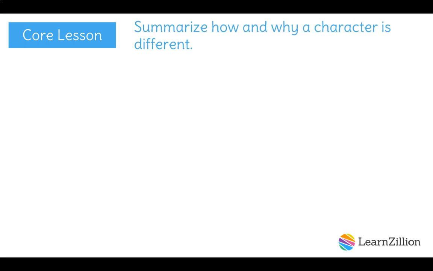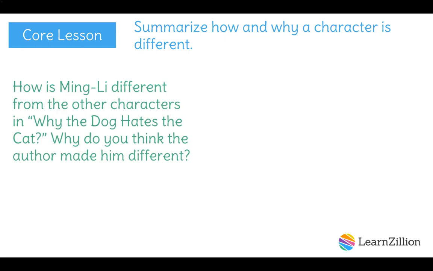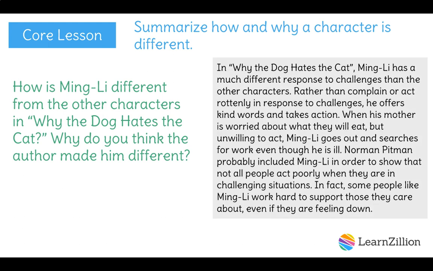Last, we need to summarize how and why a character is different. So again, we're answering the question, how is Ming Li different from the other characters in Why the Dog Hates the Cat? Why do you think the author made him different? In Why the Dog Hates the Cat, Ming Li has a much different response to challenges than the other characters. Rather than complain or act rottenly in response to challenges, he offers kind words and takes action.